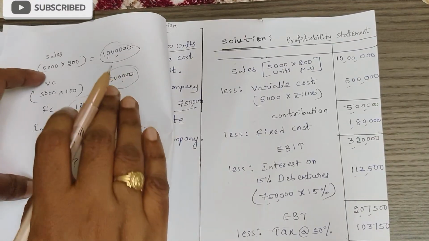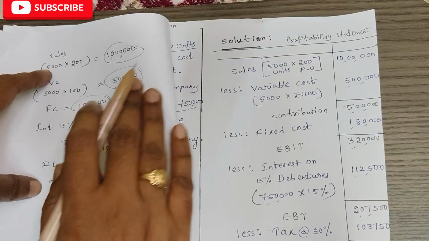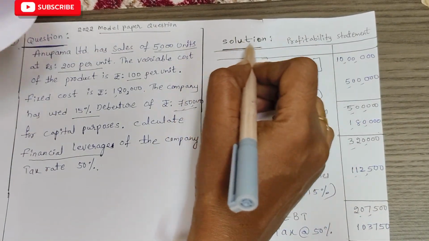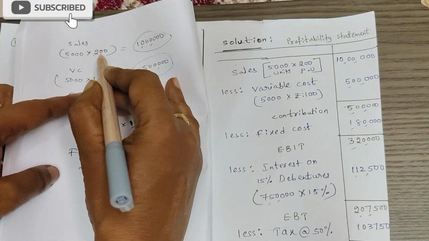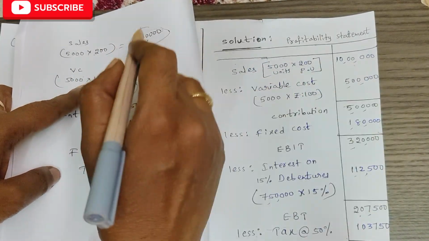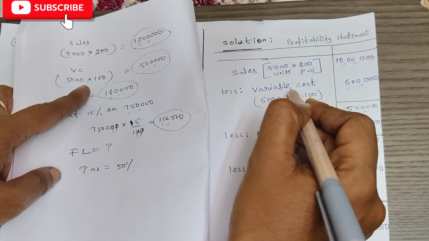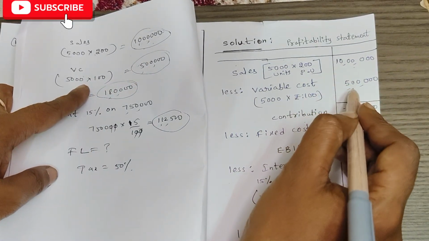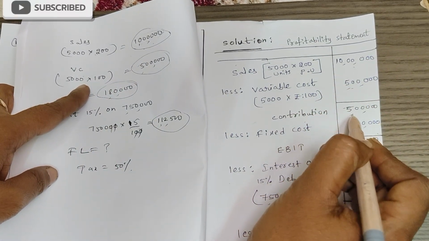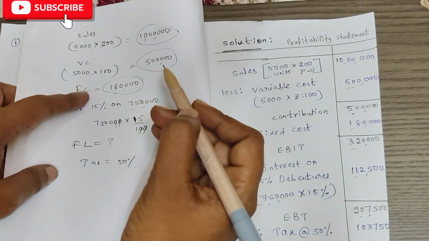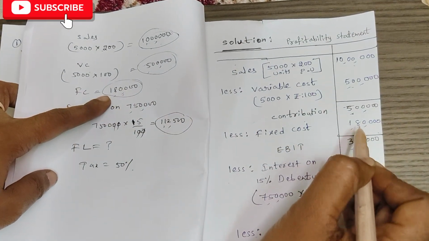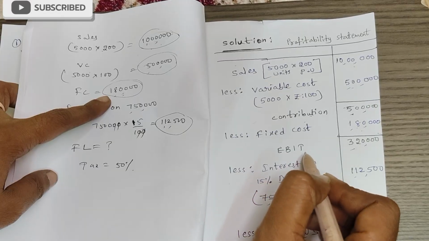So these given details you need to apply in the profitability statement. Here we have profitability statement, solution is there. So see here, our sales are 10 lakhs. Sales minus variable cost is contribution. So variable cost is 5 lakhs. 10 lakhs minus 5 lakhs, you will get again 5 lakhs. After getting contribution, we need to deduct fixed cost. So fixed cost 1,80,000. If you deduct this, you will get earnings before interest and tax.